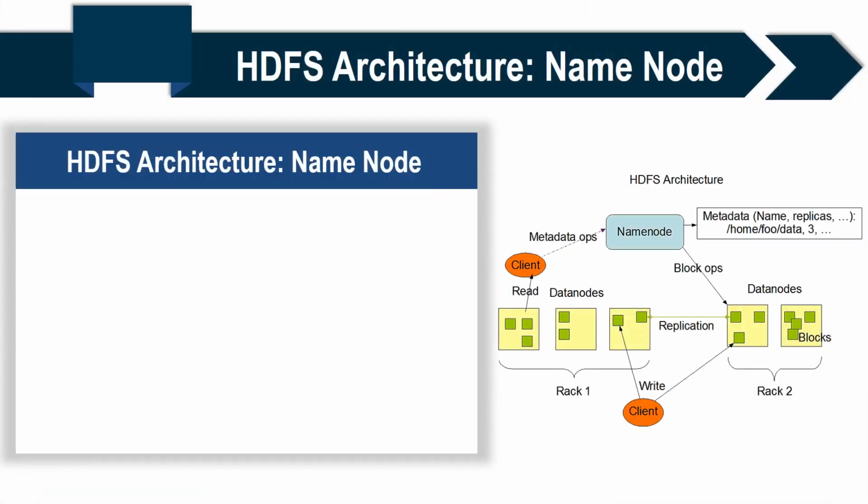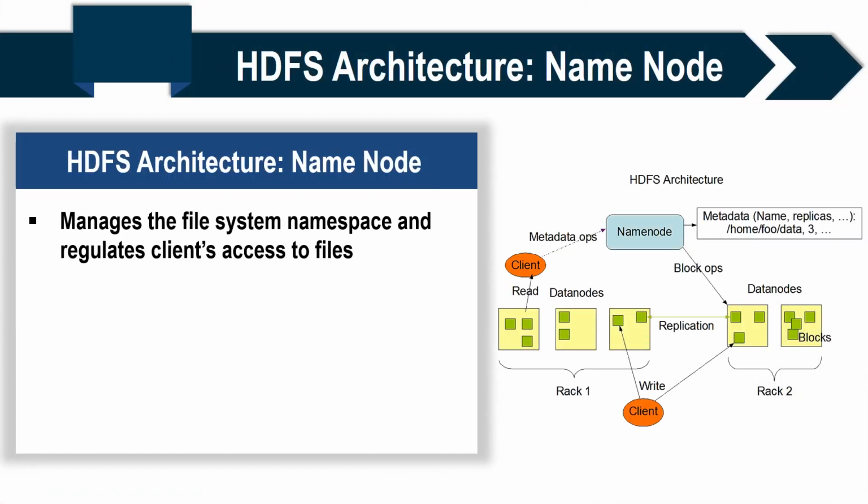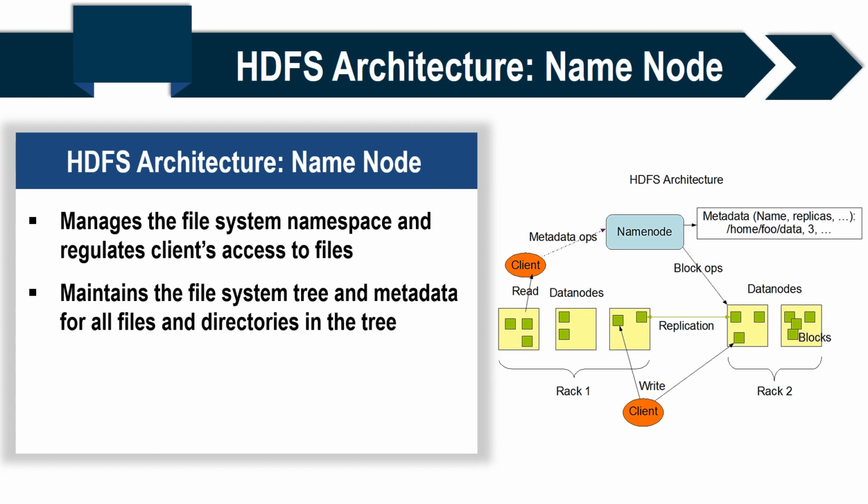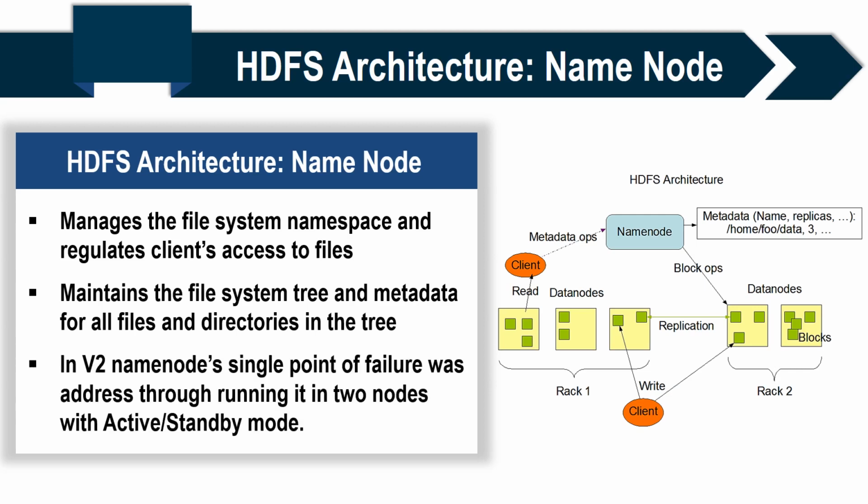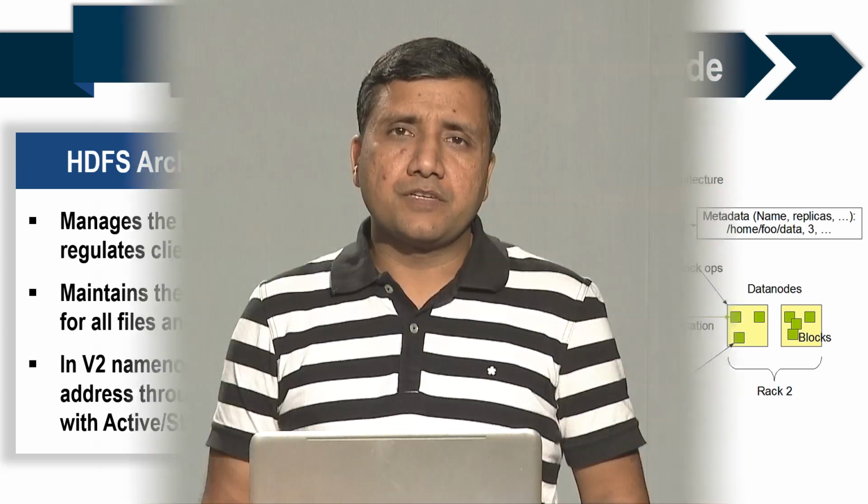Now let's look at the name node. The name node manages the file system namespace and regulates client access to files. It maintains the file system tree and metadata for all files and directories in the tree. In version 1 of Hadoop, there used to be only one name node, and most of the time that used to be the single point of failure. To mitigate this problem, in version 2, the name node was introduced in active-passive mode, such that if one of the nodes fails, the other node takes over and provides high availability to the whole cluster. Next one is the data node.